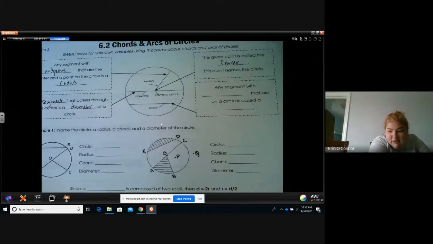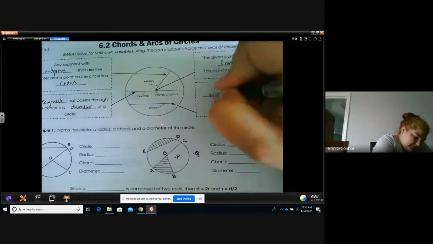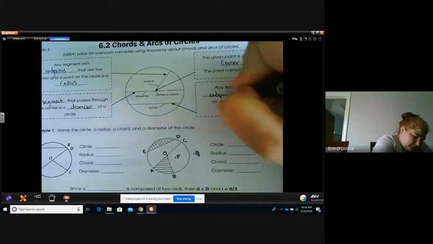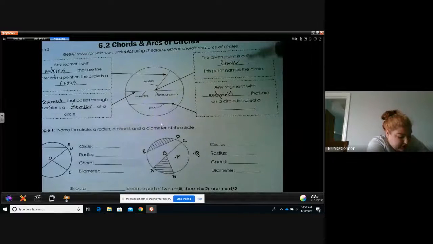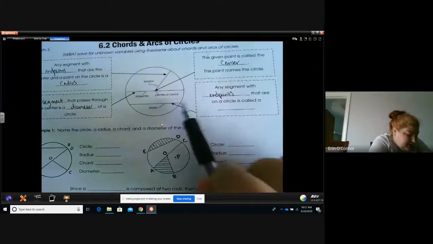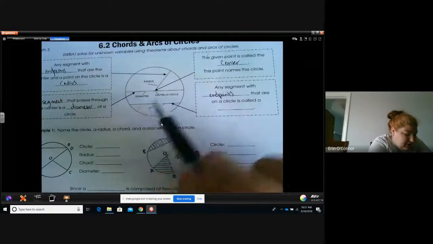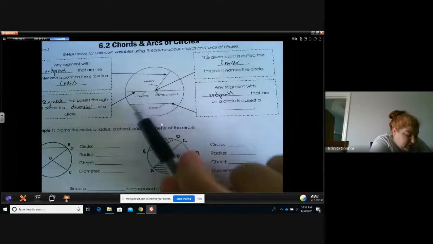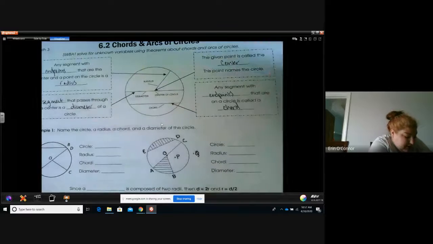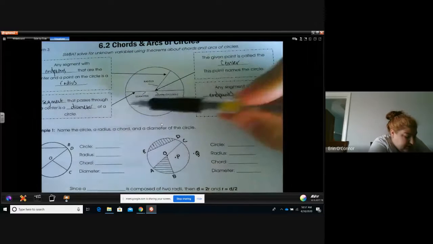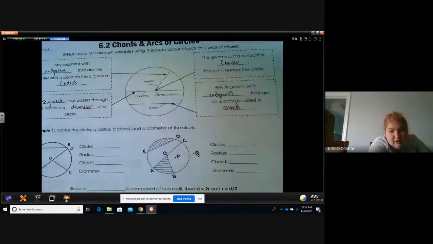Any segment with endpoints that are on a circle, so endpoints on the circle, but it doesn't have to go through the center, it's just called a chord. So the endpoints are on the circle, not through the center, it's a chord.